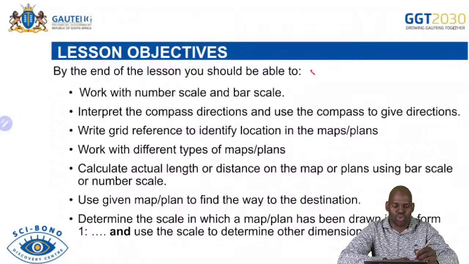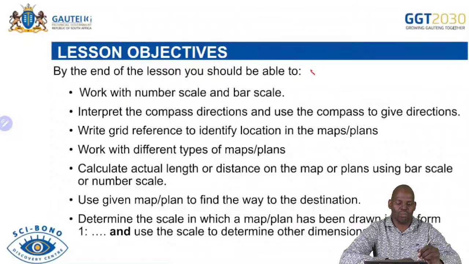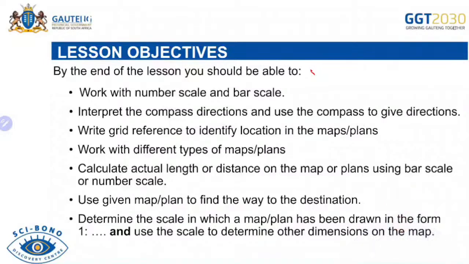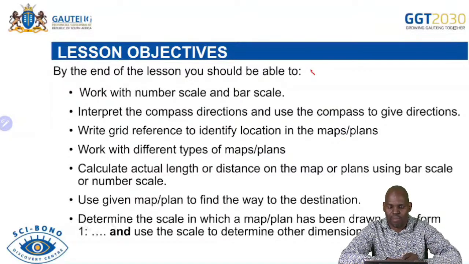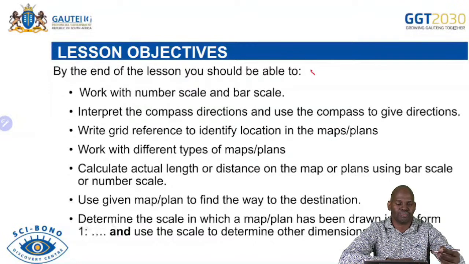You must also be able to calculate the actual length or distance on the map using bar scale or number scale. And then you must also be able to use a given map or plan to find the way to the destination. The next point is you must be able to determine the scale in which a plan has been drawn in the form of 1:2. Especially if you are given a number scale or a bar scale, you must be able to write it in the form of 1:2. And you must also be able to use the scale to determine other dimensions on the map.